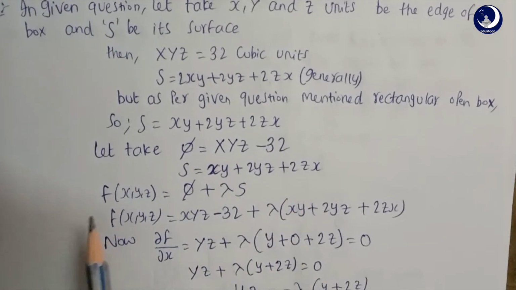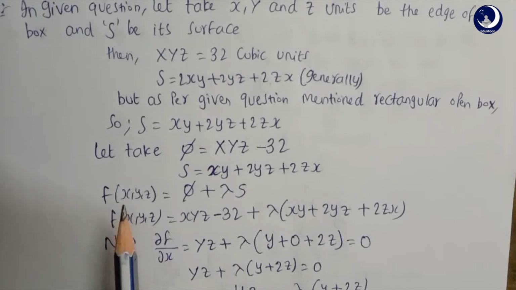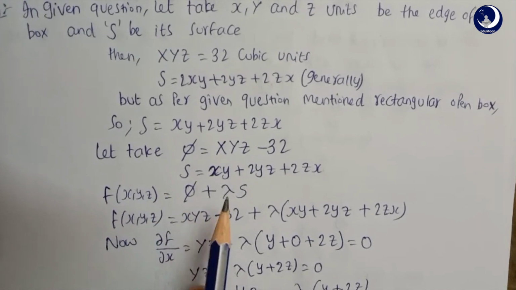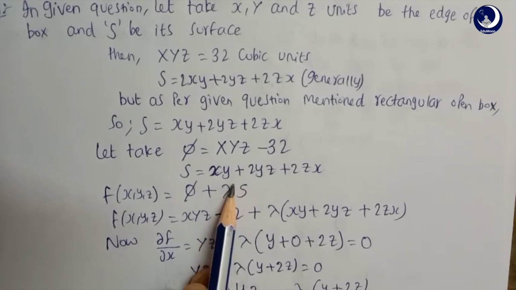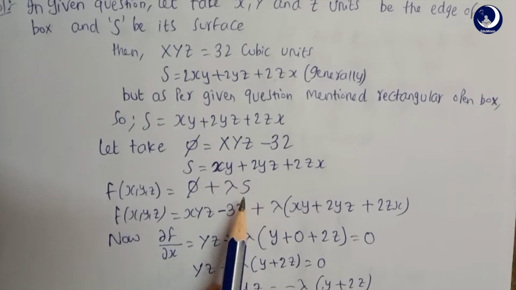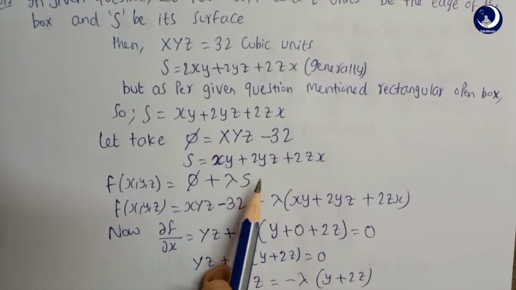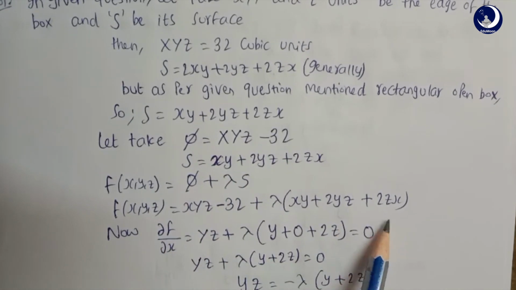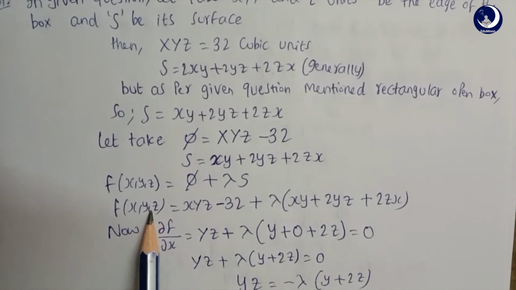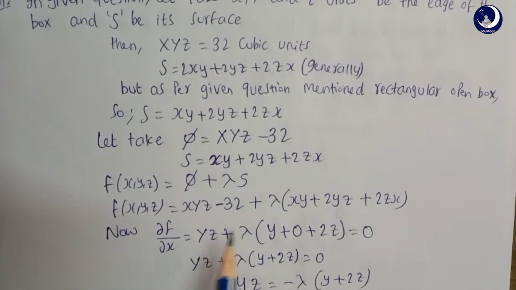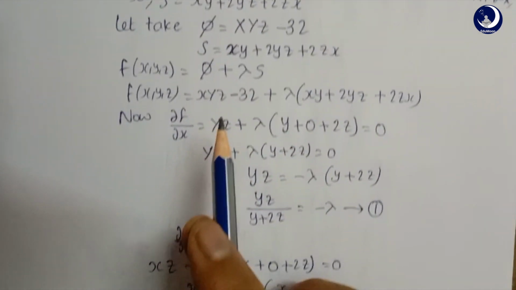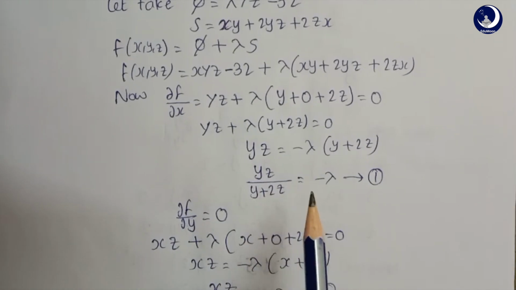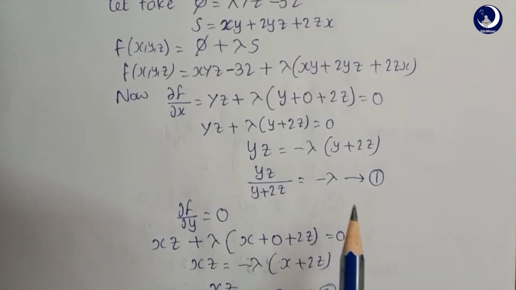Now consider the whole function f of x, y, z equal to phi plus lambda s. This lambda is a constant. Now replace phi and s with the given values, and we get the equation f. For this equation we have to differentiate with x and equate to 0, differentiate with y and equate to 0, and differentiate with z and equate to 0.